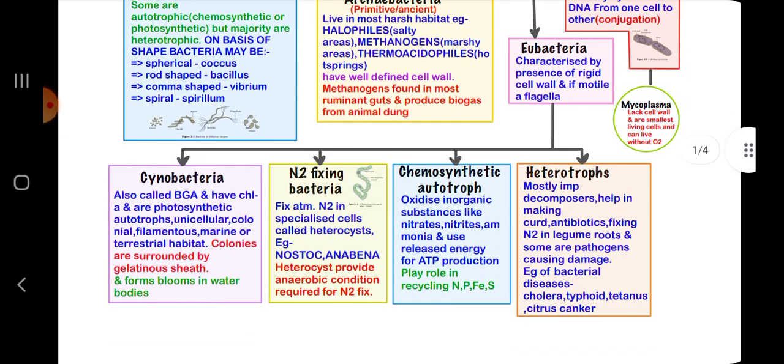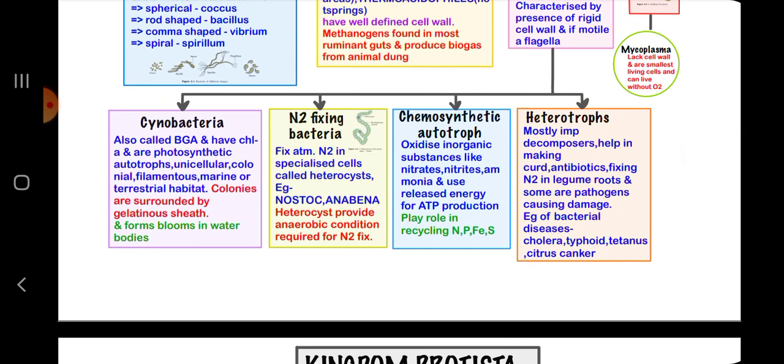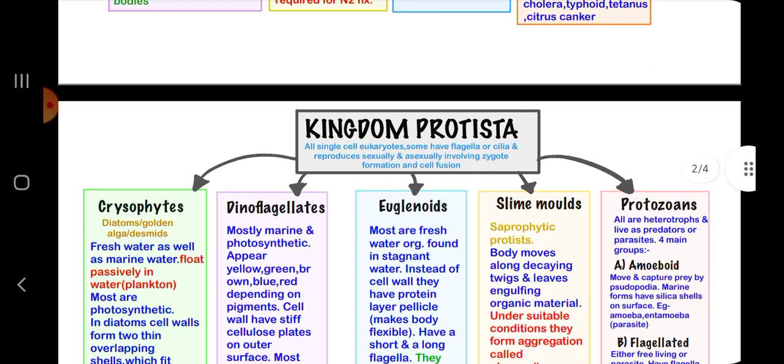Then mycoplasma lacks a cell wall and are the smallest living cells and can live without oxygen. Cyanobacteria is also called blue-green algae. Nitrogen-fixing bacteria examples are Nostoc or Anabaena. Chemosynthetic autotrophs play a role in recycling of nutrients like nitrogen, phosphorus, iron, and sulfur. Then heterotrophs are mostly decomposers.